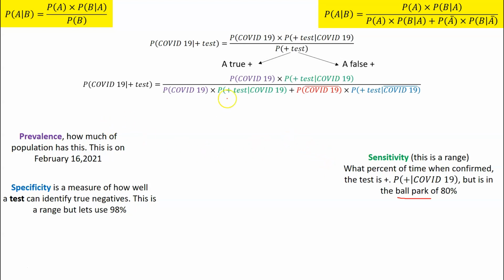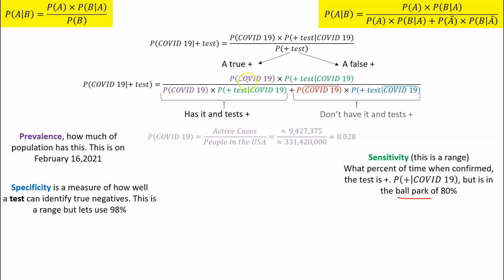Okay, so we've got to put in the prevalence, and here's how I calculated that on that day. Again, these were active cases, just the ones on the website. I wouldn't bet money on this. I took how many active cases in the US that day out of the population of the US that day. So that's my prevalence, so that's going to go here and here. Then we've got the sensitivity of the test, and like I said, that one came in at 80%, so I'm going to use 0.8 here and here.